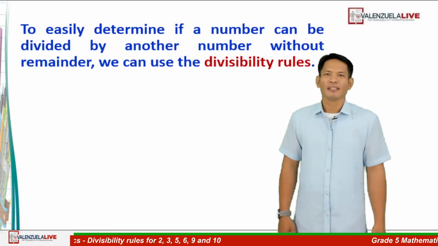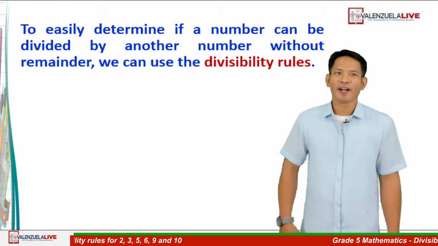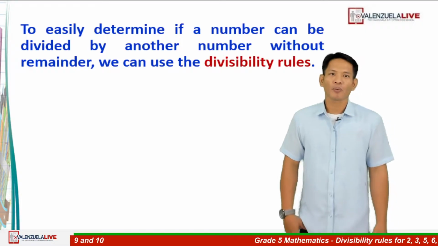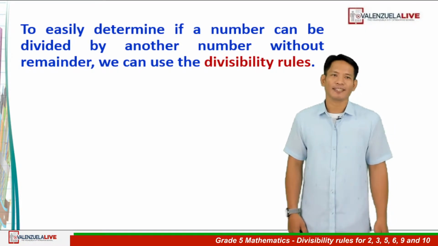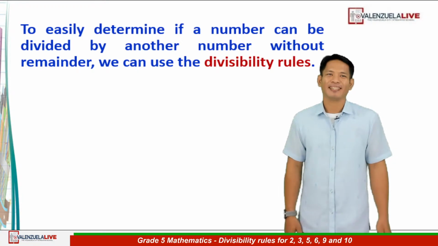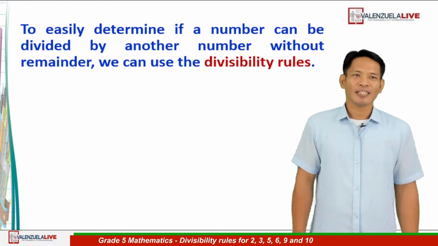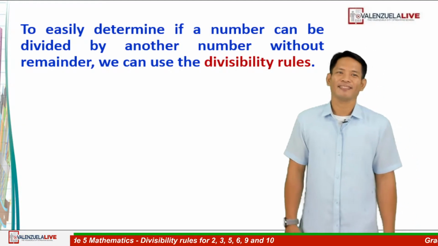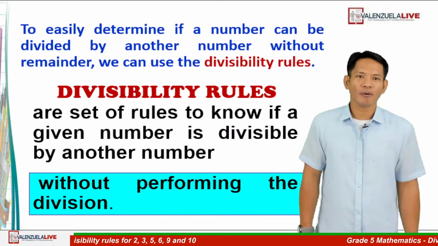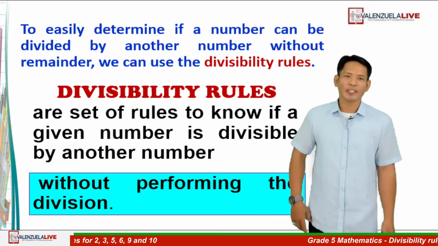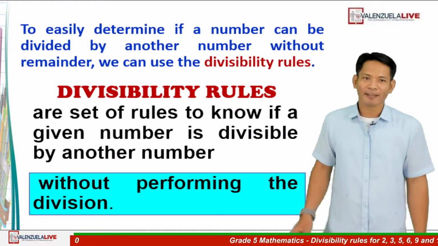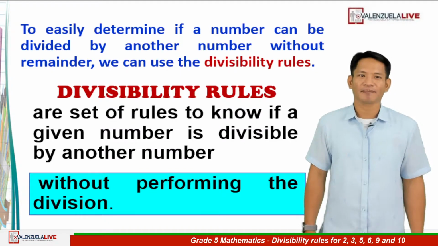Okay. To easily determine if a number can be divided by another number without remainder, we can use the divisibility rules. What are the techniques? What are the rules? Let's find out. What is a divisibility rule? Divisibility rules are a set of rules to know if a given number is divisible by another number without performing the division. Again, without performing the division.